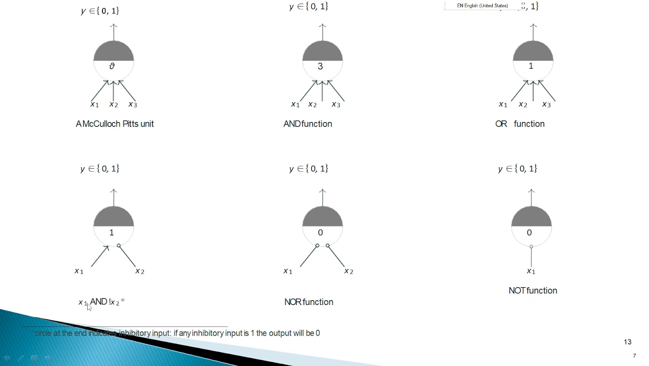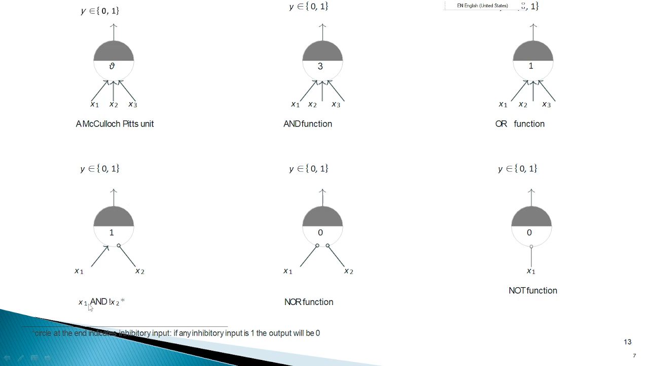This will be x1 and not x2. Because x1, x2 can be 0,0, 0,1, 1,0, 1,1. Out of these 4 combinations, 0,1 and 1,1 are not allowed. Why? Because in those cases x2 is 1. If x2 is 1, the output would be 0.